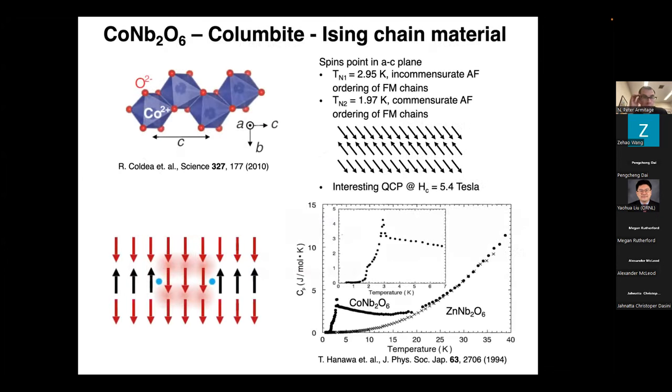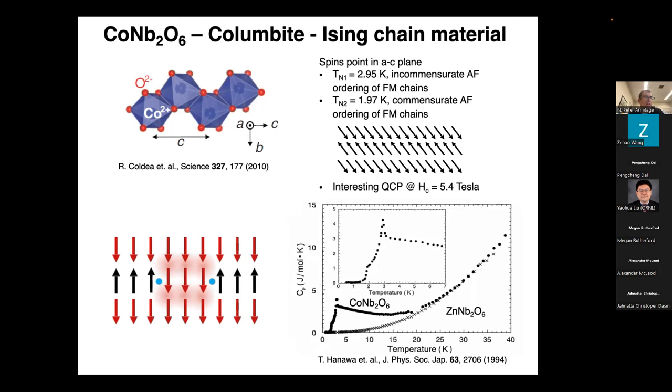Now, it was pointed out some years ago by Radu Coldea that this material, cobalt niobate, also called columbite, is perhaps the best material realization of an Ising chain. In this material, the cobalt spins are arranged in a zigzag pattern through edge-sharing octahedra. You cool the system down to low temperatures, and on the right is a plot of the heat capacity as a function of temperature for cobalt niobate, along with a non-magnetic analog, which is zinc niobate. You can see that at around 20 Kelvin, these two heat capacities start to differ from each other. And that's where very long one-dimensional correlations start to build up along the chains.